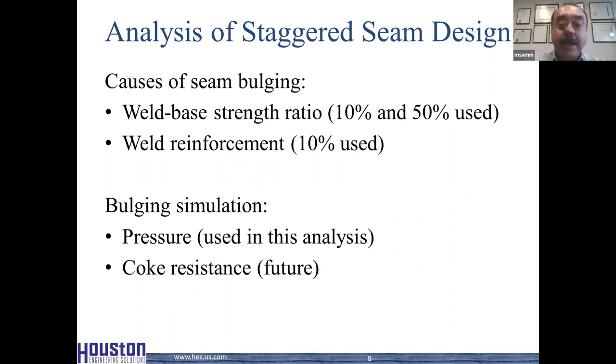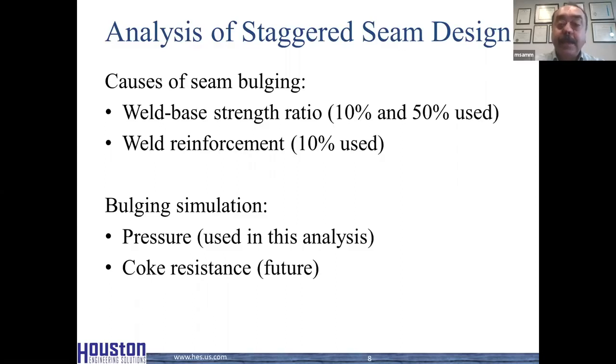What we did is we performed an analysis and we compared the staggered seam design to the conventional design. First, to keep in mind, the causes of seam bulging are usually two factors: the weld to base strength ratio and the weld reinforcement. The weld to base strength ratio represents the ratio of the yield strength of the weld divided by the yield strength of the base metal. The weld reinforcement is the additional thickness, the crown or the cap that we usually have on circ welds, which makes them thicker.